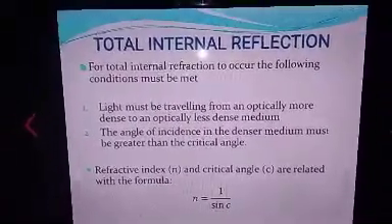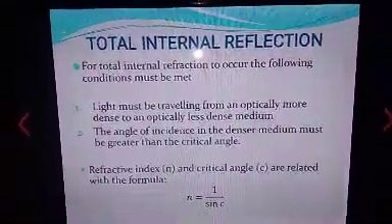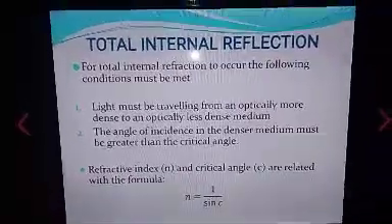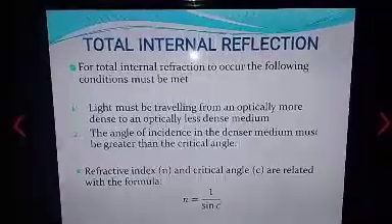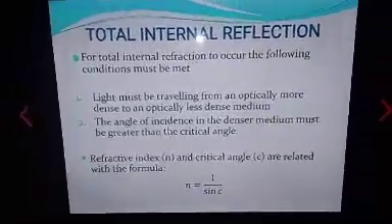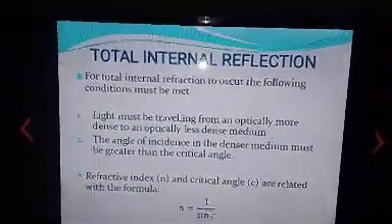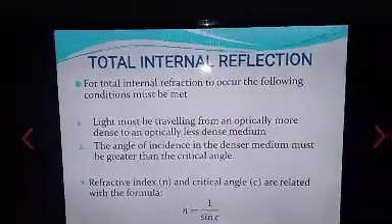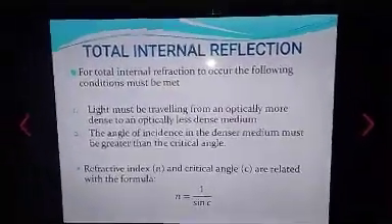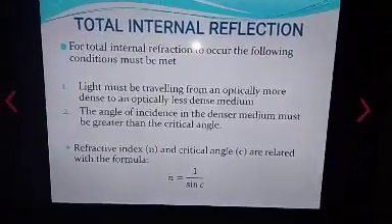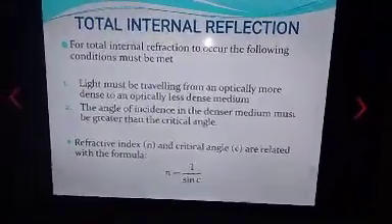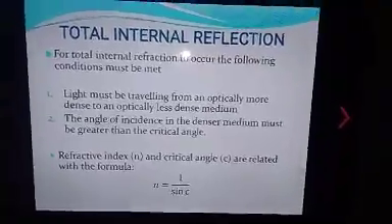Okay, for total internal reflection to occur, the following conditions must be met. Number one, light must be traveling from an optically more dense medium to an optically less dense medium. Number two, the angle of incidence in the denser medium must exceed the critical angle. And the critical angle and refractive index are related with the formula n equals 1 over sine c.